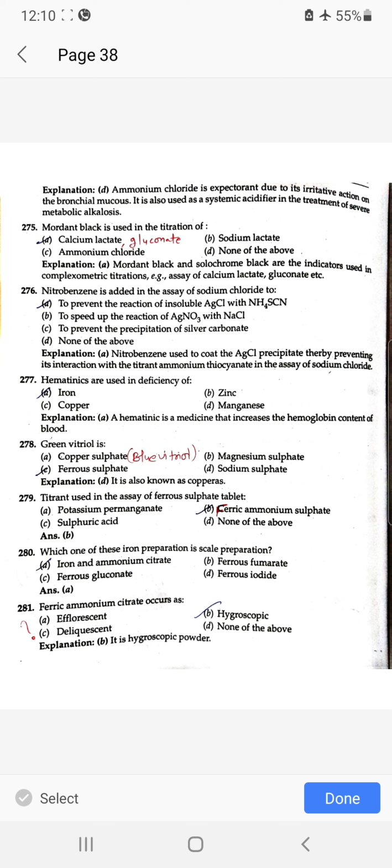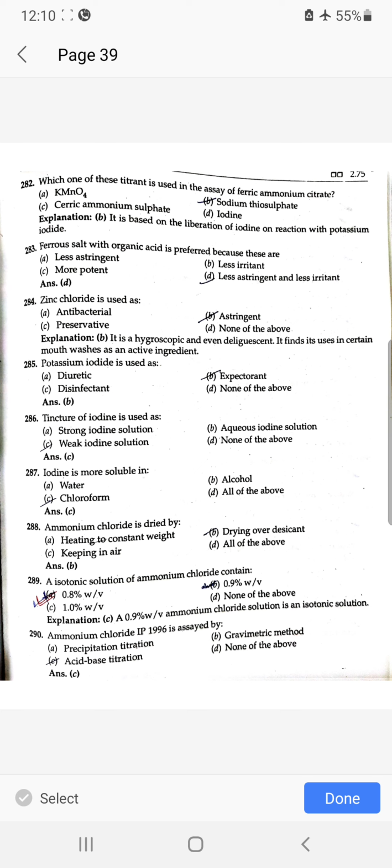Which iron preparation is a scale preparation? Iron and ammonium citrate. Ferric ammonium citrate is deliquescent. Which titrant is used in the assay of ferric ammonium citrate? Sodium thiosulfate. Ferrous salts with organic acids are preferred because these are less astringent and less irritant. Zinc chloride is used as an astringent. Potassium iodide is used as an expectorant. Tincture of iodine is a weak iodine solution.